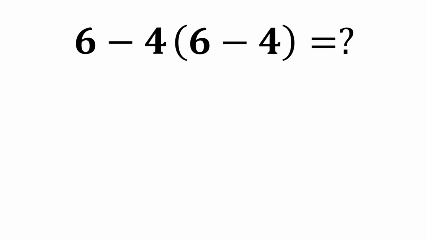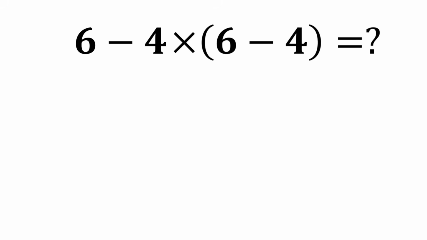The expression is 6 minus 4 times open parenthesis, 6 minus 4, close parenthesis. In this expression, we have a subtraction, a multiplication, and a pair of parentheses. Inside the parentheses, there is another subtraction. The multiplication sign is written here.